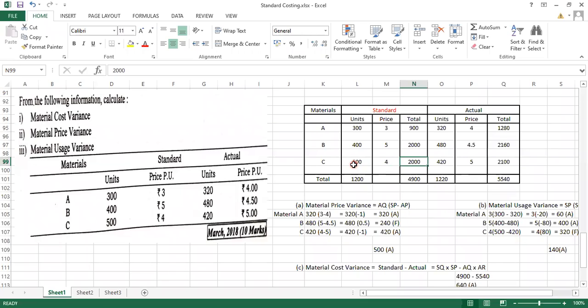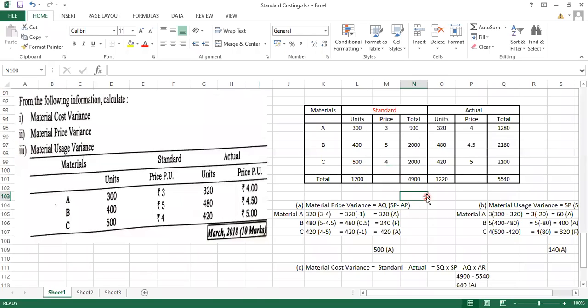Now, after completing this, just take the total of the units column. The total comes to how much? 1200, see down over here. Then take the addition of the total column. You will get 4900. That is why I have written over here 1200 and 4900.